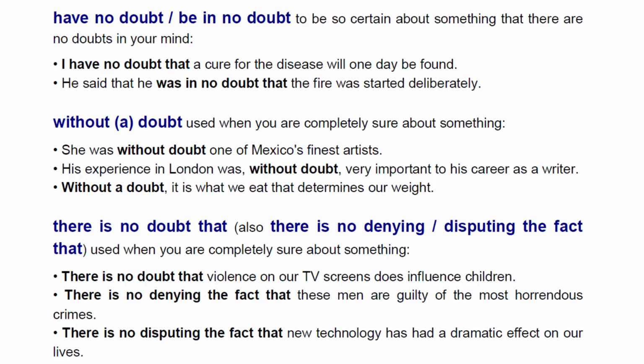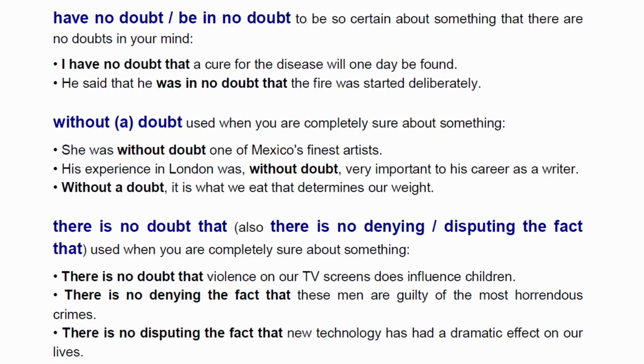Because I'm struggling with my weight these days, my slogan is lose weight, feel great. Okay? So anyways, without a doubt, it is what we eat that determines our weight. I go for a walk every day, but still, I'm not losing weight. There is no doubt that means there is no denying or disputing the fact that.